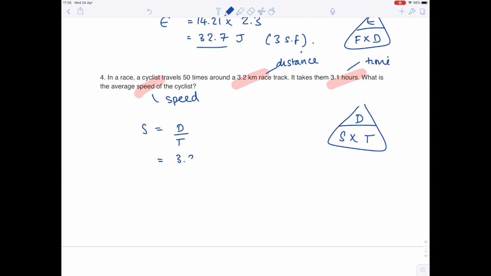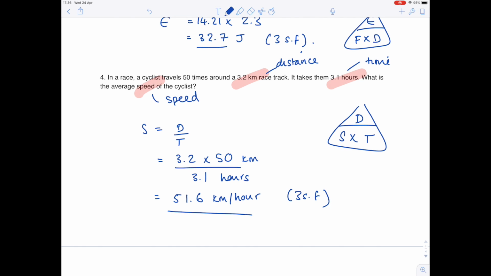Distance is 3.2 kilometres times by the number of times it went round the track, which is 50, divided by the time, which is 3.1 hours. Pop that into your calculator, so 3.2 times 50 divided by 3.1, you get an answer which is 51.6 kilometres per hour. And that's again to 3 sig fig. I didn't change the units because they didn't ask for a particular unit in the question.